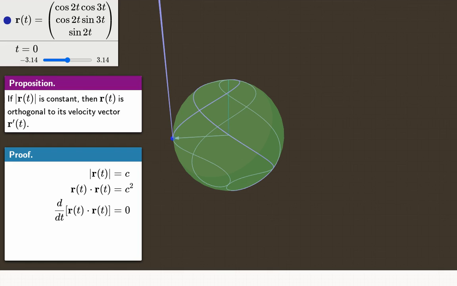But from the product rule for the dot product, the left-hand side is r prime of t dot r of t plus r of t dot r prime of t. So that's equal to 0. But of course, that's just 2 r prime of t dot r of t. And then we can just divide both sides by 2 to get r prime of t dot r of t is 0. So r of t and r prime of t are orthogonal.